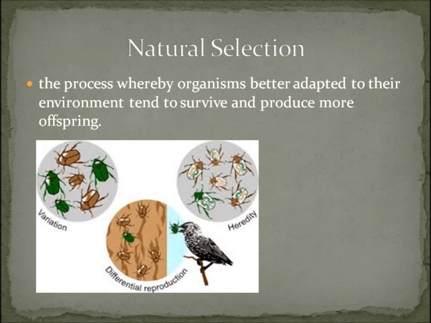Natural selection is the process whereby organisms better adapted to their environment tend to survive and produce more offspring. This theory is similar to selective breeding. However, natural selection is done completely by nature.